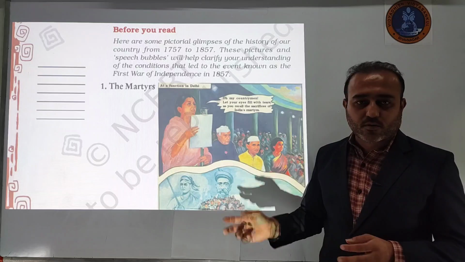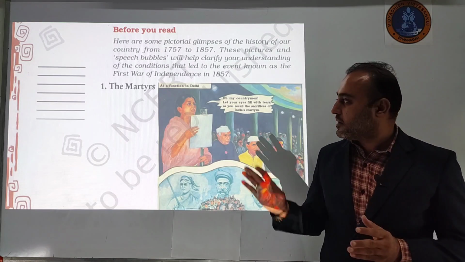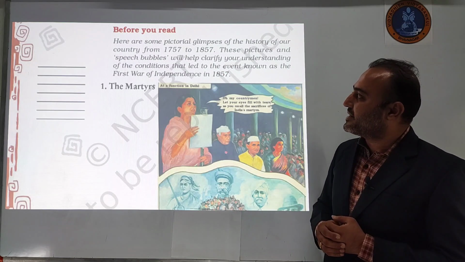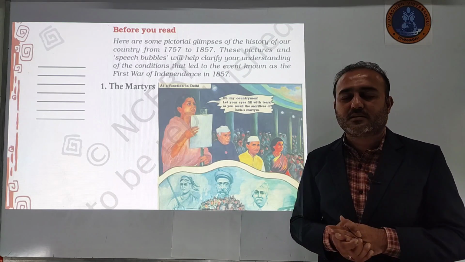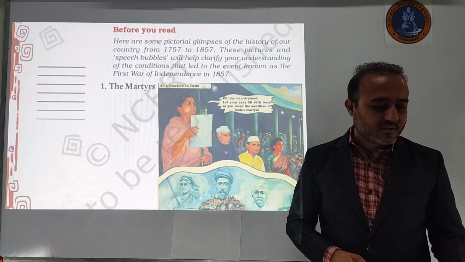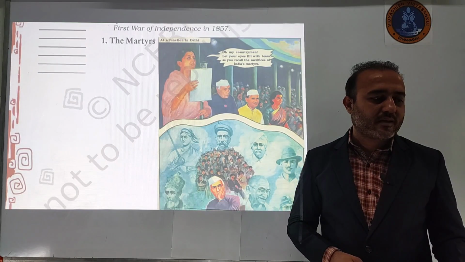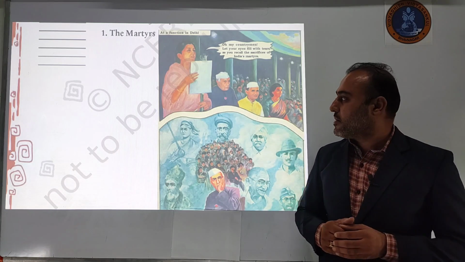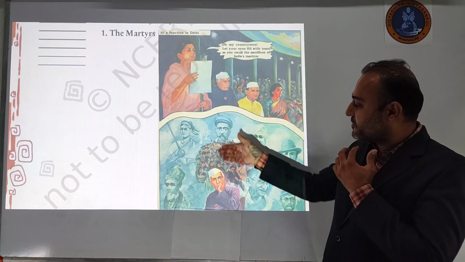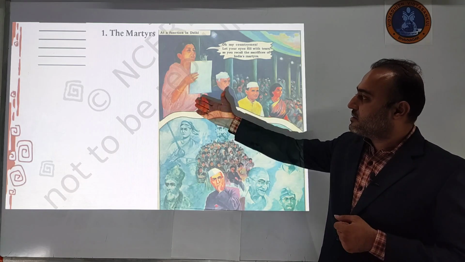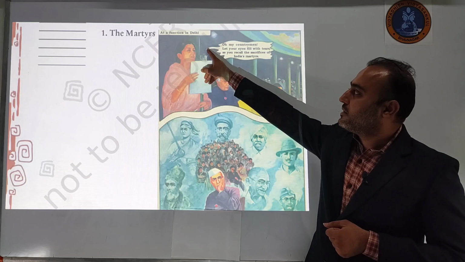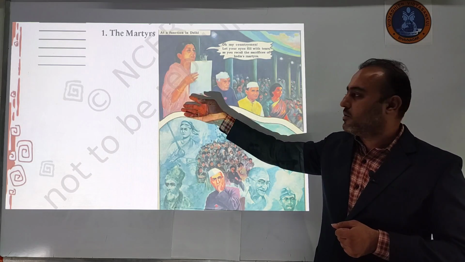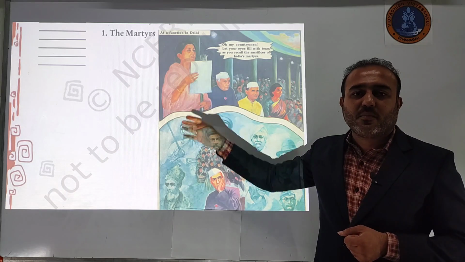Let us try to understand the first paragraph. It will help clarify your understanding of the conditions that led to the event known as the First War of Independence in 1857. To understand that, let us begin with the first paragraph, that is, the Martyrs. You need to see this picture first. You can see this lady over here and the bubble is pointing towards her. That means these are the words of this lady, what she spoke. She is none other than Lata Mangeshkar.